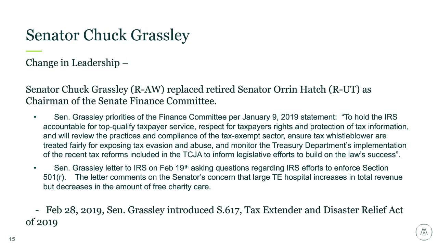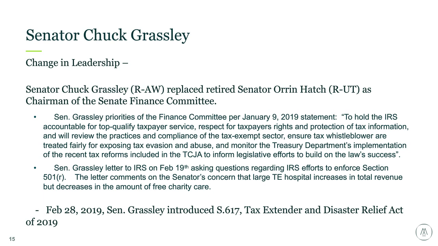Senator Grassley replaced Senator Orrin Hatch as chairman of the Senate Finance Committee, and he's been very vocal in the nonprofit sector over his career. He's done studies of colleges and universities. He asks a lot of questions. He really wants to hold the IRS accountable to top quality service. There's a little bit of information there about him.